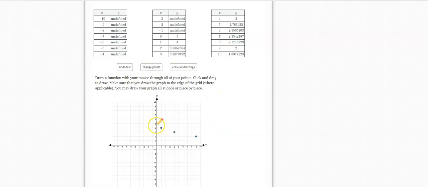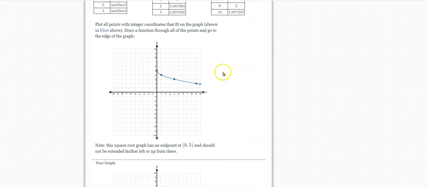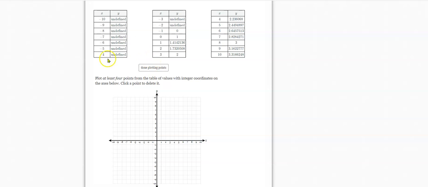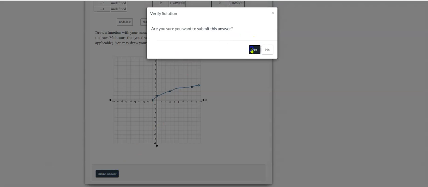So I'm done plotting, and now I'm going to connect them with a soft curve here. Go all the way to the edge. It's a little wonky there, but let's see what they say. Pretty good. Well, let's try that one more. Undefined until negative 1, 0, 0, 1, 3, 2, and then jump all the way to 8, 3. Okay, now I'm done plotting, and now I'm going to connect them all the way to the edge. And that's how you graph it.